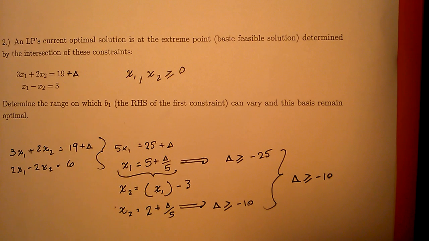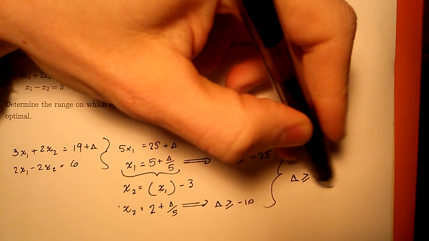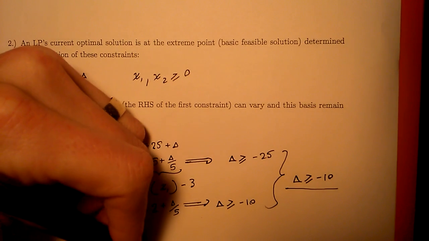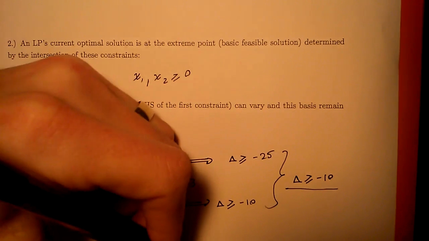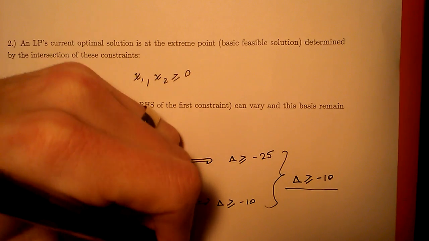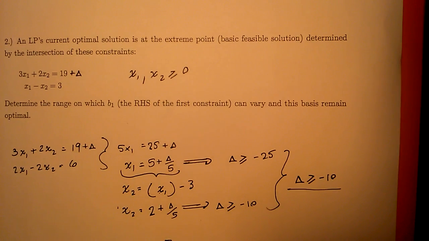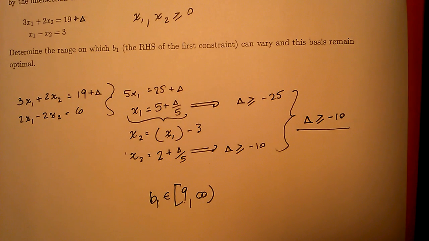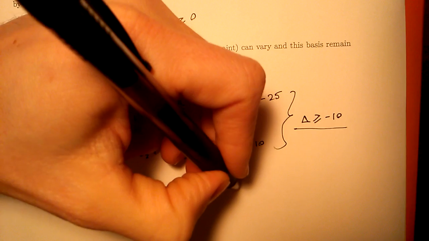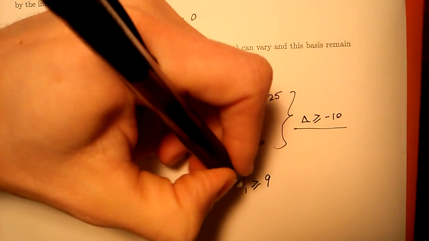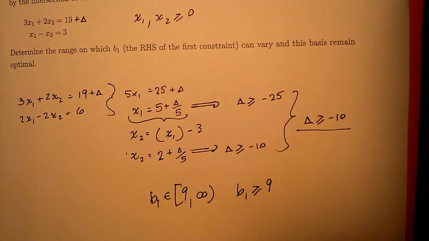Okay? Now, again, what was delta representing? Delta was representing the change in the right-hand side of the first constraint. And the question asks to determine the range on which that right-hand side, or B1, can vary. So if we just translate this change, delta, back into B1, we would have said B1 should be at least 9, in other words. You could have also said B1 has to be greater than or equal to 9. Okay? And that's how sensitivity analysis can tell us what values B1 can take and this basis remain optimal.